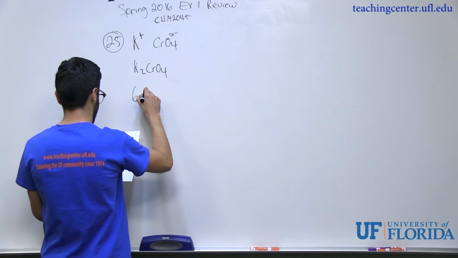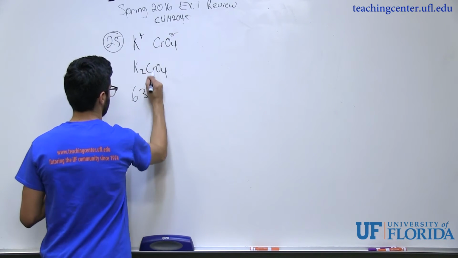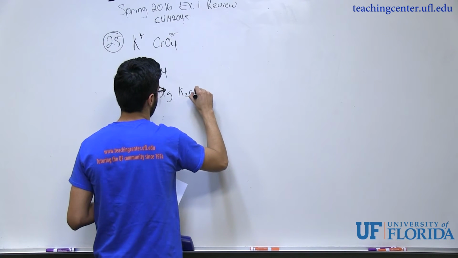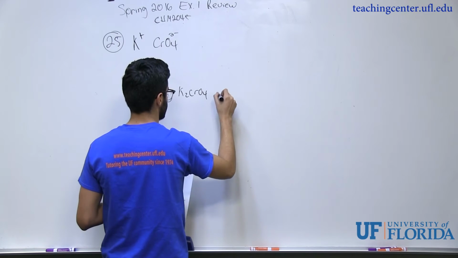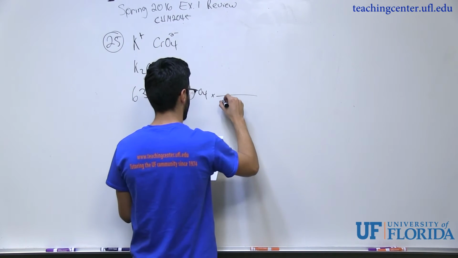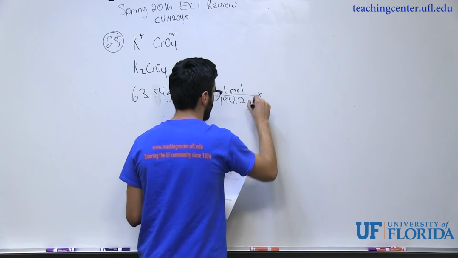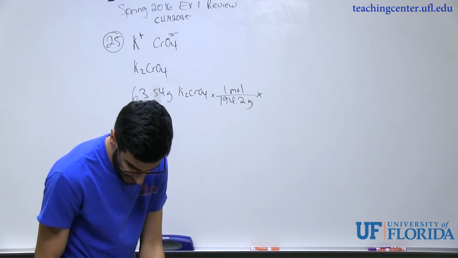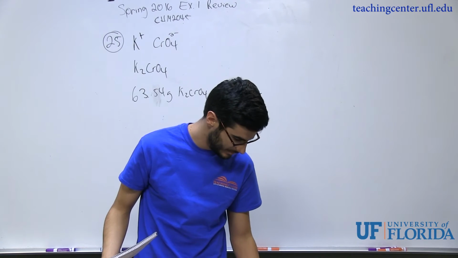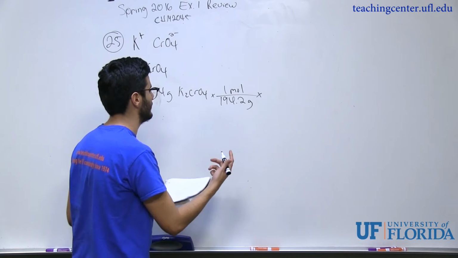So I have 63.54 grams of K2CrO4. And I know the molar mass of K2CrO4 is 194.2 grams per 1 mole. I also know that, because remember the question is asking how many chromium ions, we need to be in moles of chromium ions.